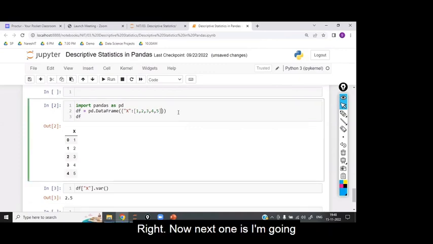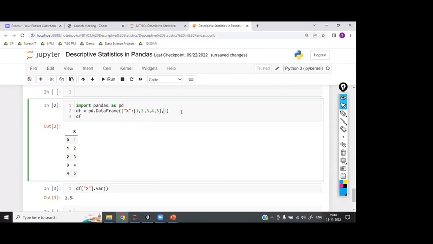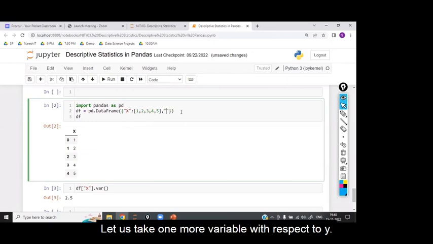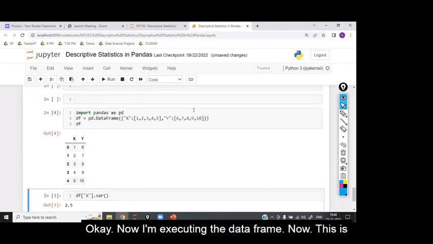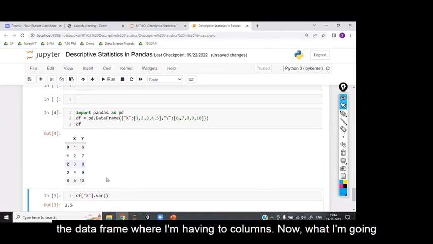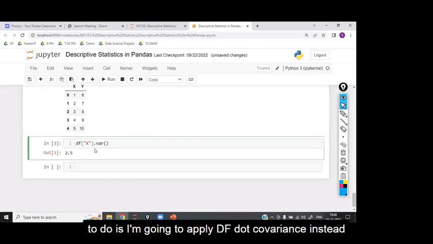Right? Now, next I'm going to take one more variable called y. In this variable, I'm going to give the list of values 6, 7, 8, 9, 10. Okay. Now I'm executing the data frame. Now this is the data frame where I'm having two columns. Now what I'm going to do is apply df dot cov.